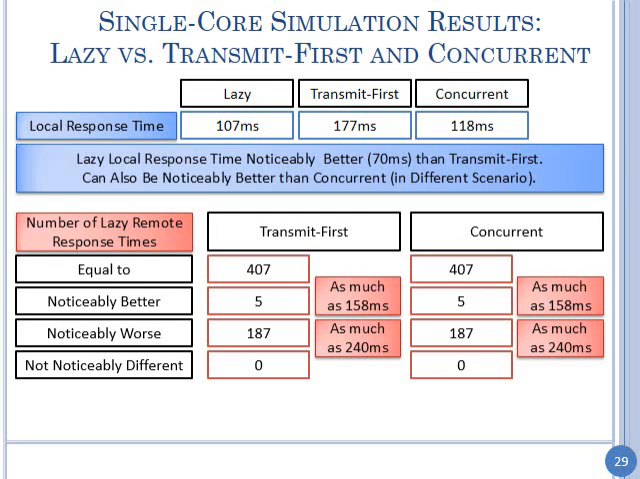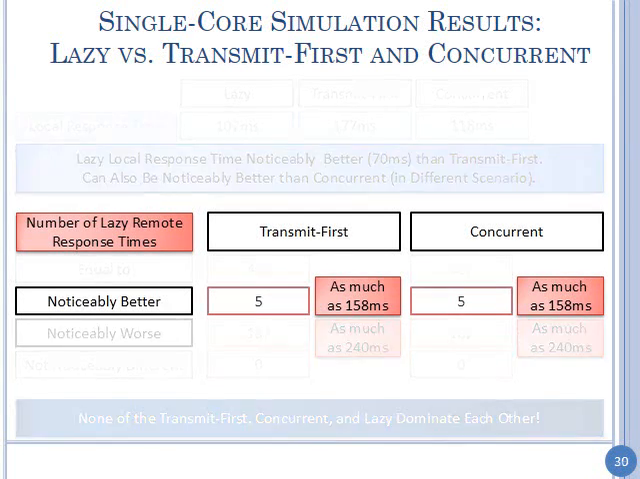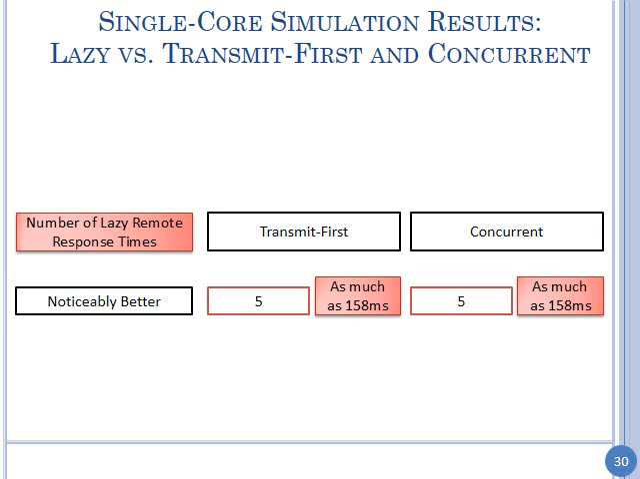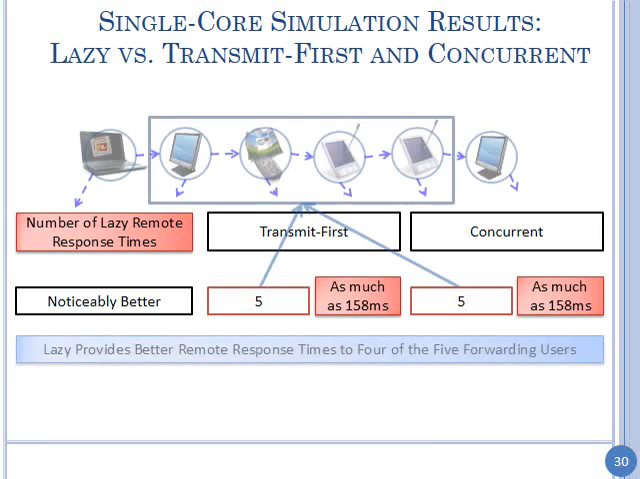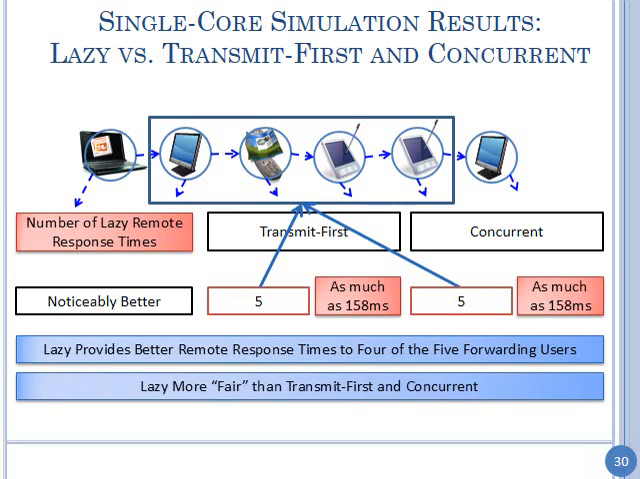Now, if we look at the interesting groups of results here, we say, look, none of the transmit first, concurrent, and lazy policies dominate each other. You can always find some users that are going to get better response times with any one. But let's look more closely at the 5 users who have better response times with lazy than with the other ones. It turns out that 4 of these 5 users are the forwarders. They're the guys doing all the work. So in some sense, the lazy policy is more fair than transmit first and concurrent.